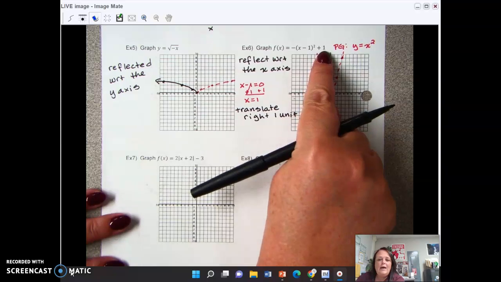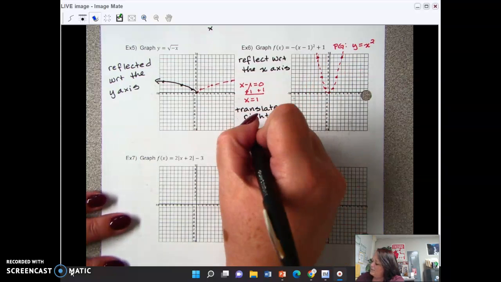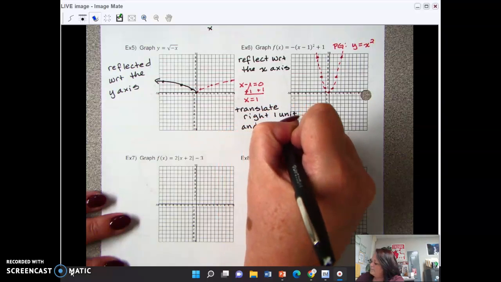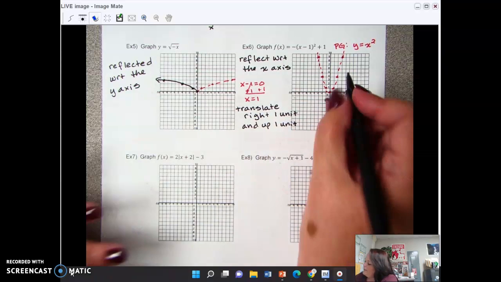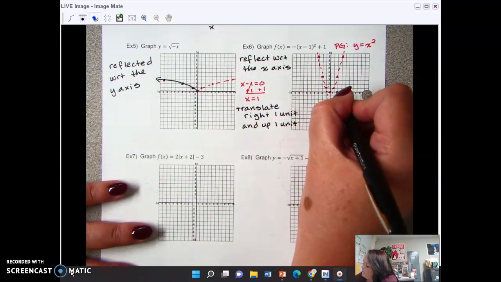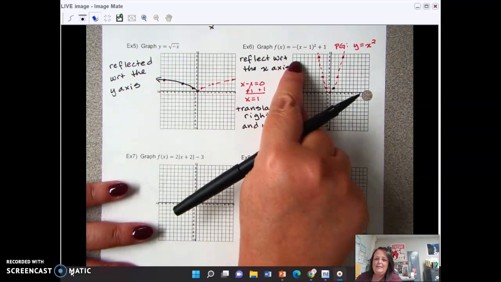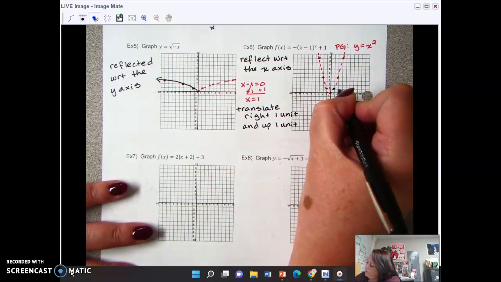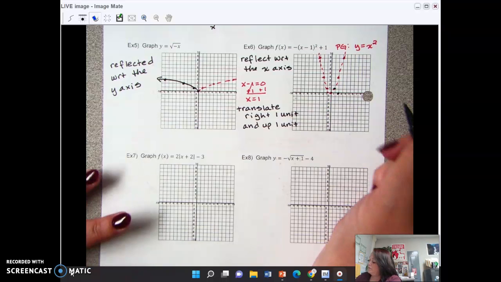And then finally, I have +1 on the outside. Vertical is exactly what it looks like. And so we're going to say and up 1 unit. Okay. So that means we're going to translate this to the right 1 and up 1. So that's going to be here. And then instead of opening up, we're going to open down. So to the right 1 would have been up 1. Now it's going to be down 1. And notice that's from my new vertex.